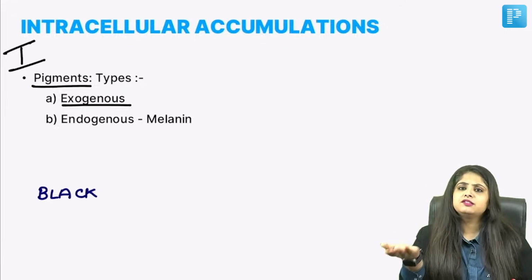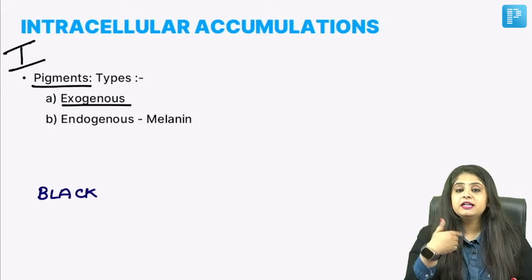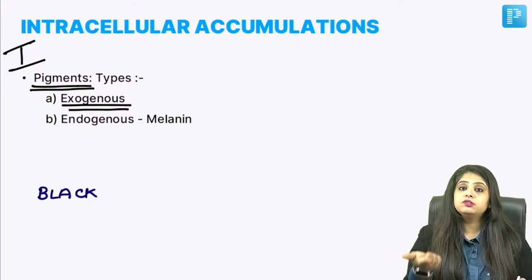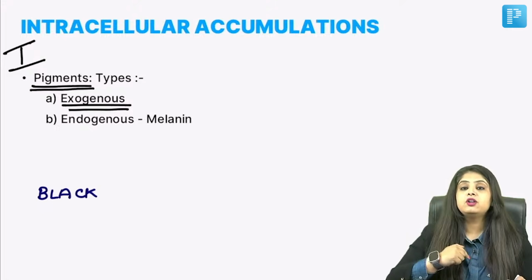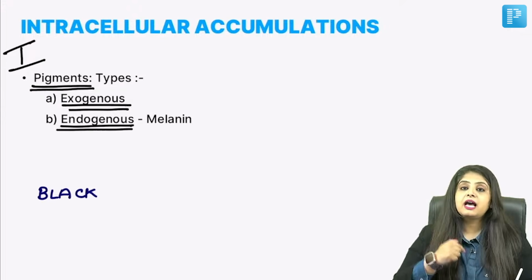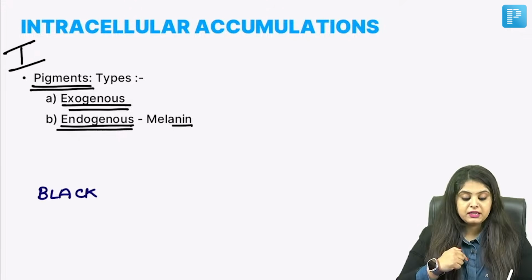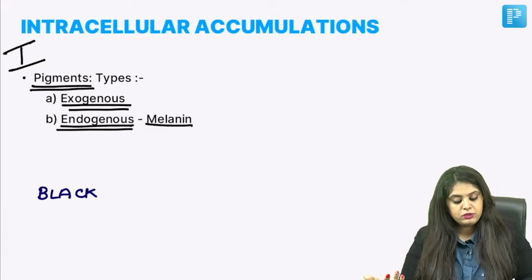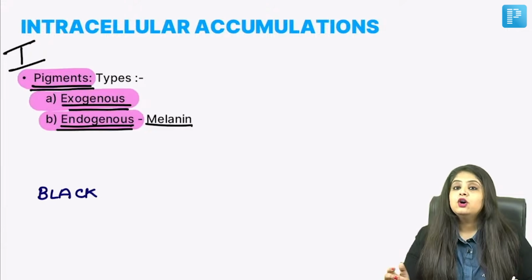But what is smoking? Smoking is also carbon that you are inhaling. That is a pigment, an exogenous pigment that you are inhaling. From outside you are inhaling black color. That is why your lungs are becoming black color. But what about endogenous? Means something that I am making on my own. What am I making on my own? The skin color component I am making on my own. So pigments are of two types, either from outside the body or inside the body.